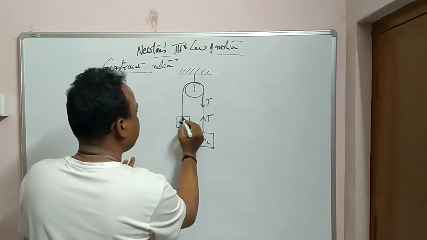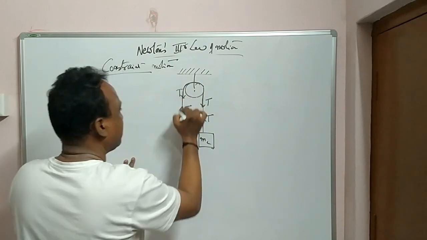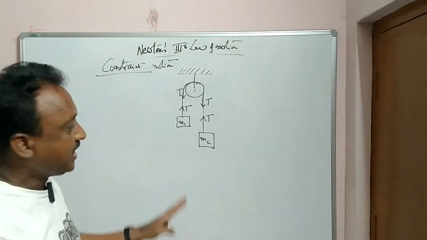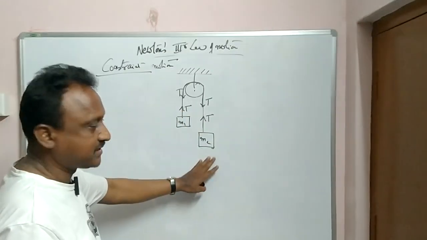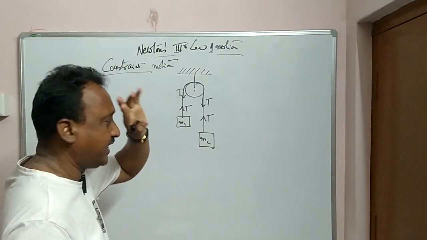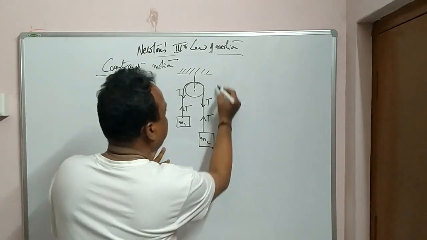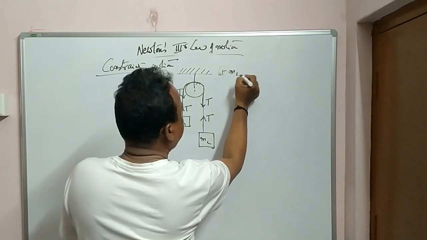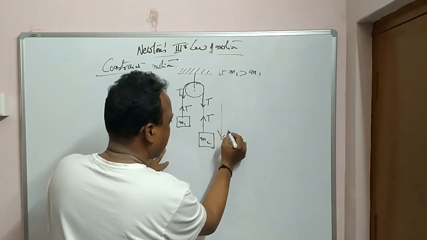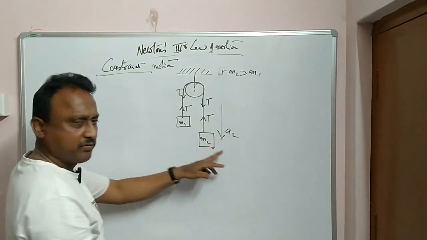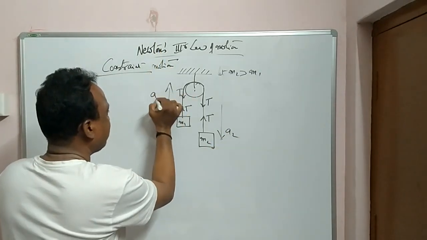Okay, tension T, because the string is same, tension is same. But here we already know the acceleration will be same for this and this. But in this case, we'll see that we don't know the acceleration value. Let m2 be greater than m1, then the block will come down. Let this be a2, and this block will go up. Let this acceleration be a1.